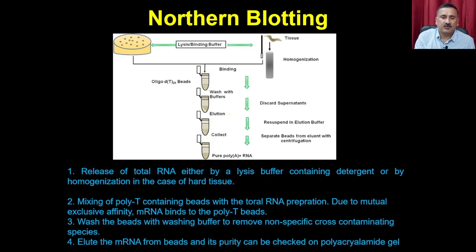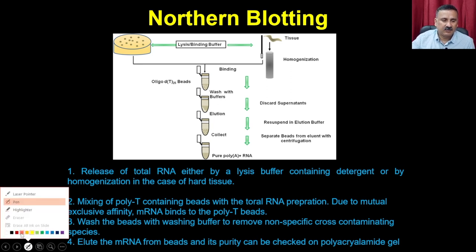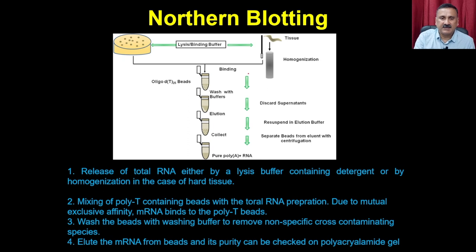In a poly-T agarose bead method, you are going to have different steps. In the first step, you lyse the cells with the help of the lysis buffer. If it is a tissue, then you homogenize it so that you get a single cell suspension, and after that you lyse the cells so that you have the cell lysate. And this cell lysate can be put into the binding buffer along with the oligo-dT beads.